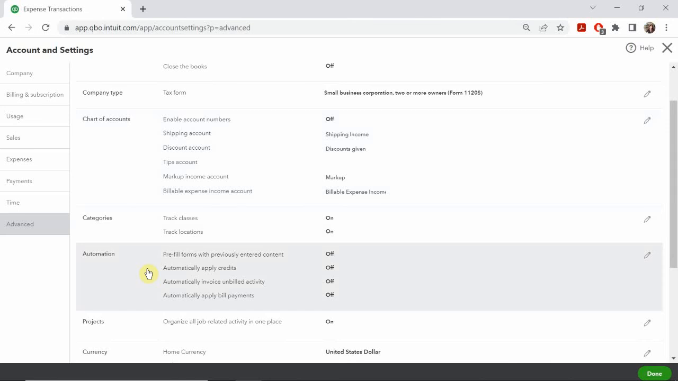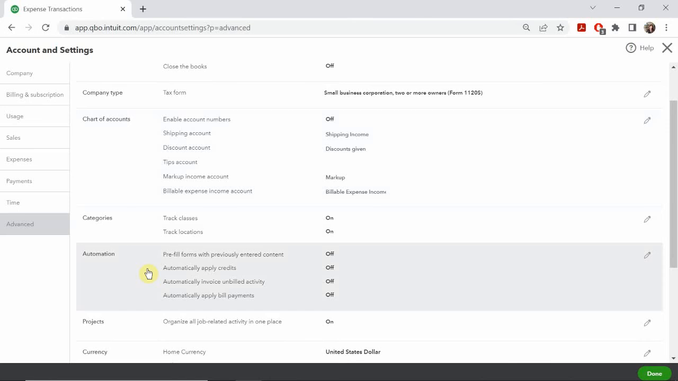And then the next thing says automatically invoice unbilled activity. So again, when we talk about billable expenses, this is to automatically bill those that we haven't billed yet. You don't want that there. You don't want to automatically apply bill payments either. So this one is one of those unique features.